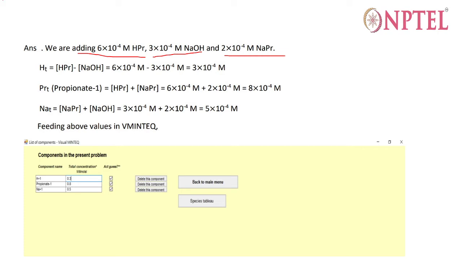Then the H or hydrogen can be in two forms, either in HPr form or it can be converted by NaOH. So I am writing this as HPr minus NaOH. Whatever HPr we have added earlier, now NaOH is trying to reduce the H plus concentration. So there will be a direct relation. We added propionic acid in a certain concentration, that is 6 into 10 to the power minus 4 molar. Then H plus ion concentration was high, and that's why the pH was very low.